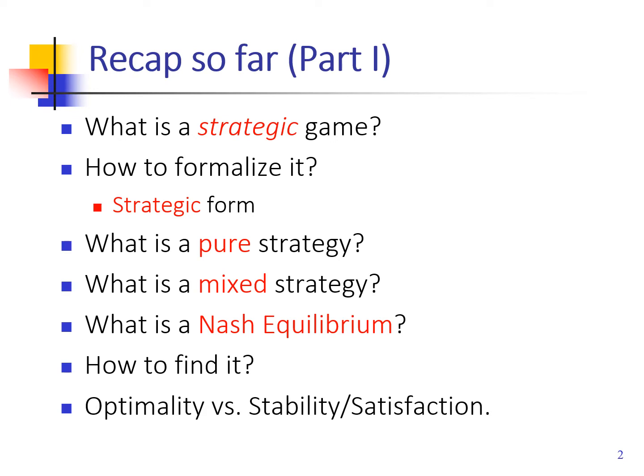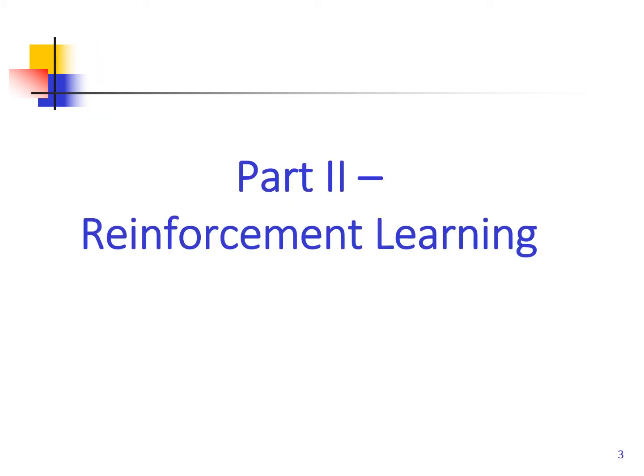Then we saw last time that with Nash equilibrium we talk about optimality versus satisfaction or stability. Sometimes you are not interested in being optimal in terms of equilibrium, but you want to guarantee a certain target rate. If you take a wireless communication setting, there we talk about the notion of satisfaction games as opposed to a general game. All right, so let us get started with part 2, which is about reinforcement learning.